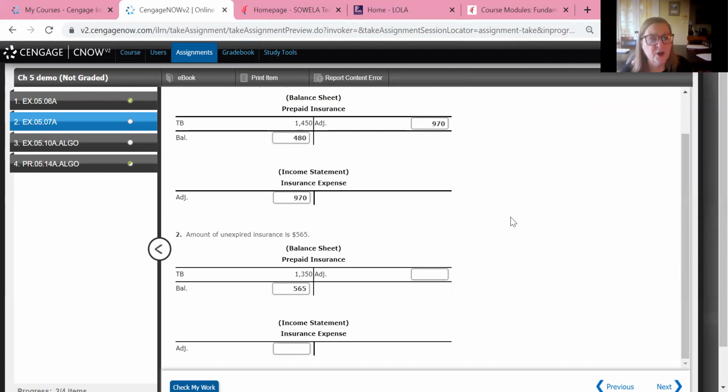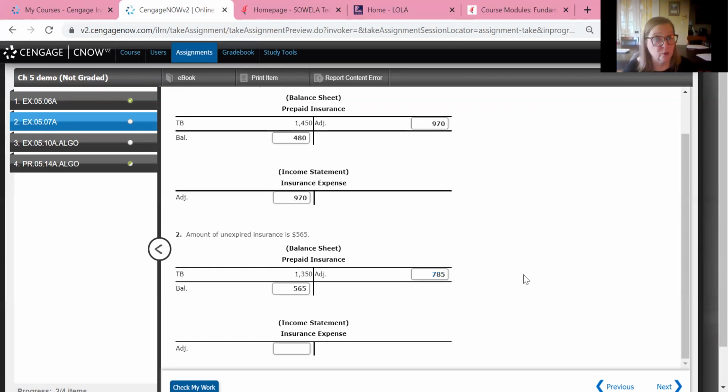So if we need to take the balance from a debit of $13.50 down to a debit of $565 so that the prepaid account will be correct, that means we need to ask how much of a credit I need. I need it to go down to $565. So of course, I'm just doing my calculator. I need to credit it for $785.